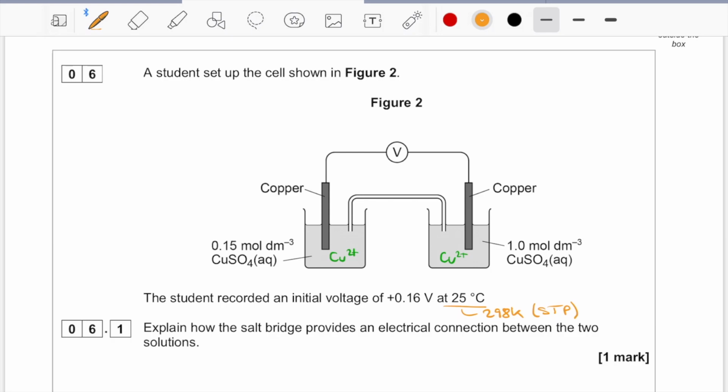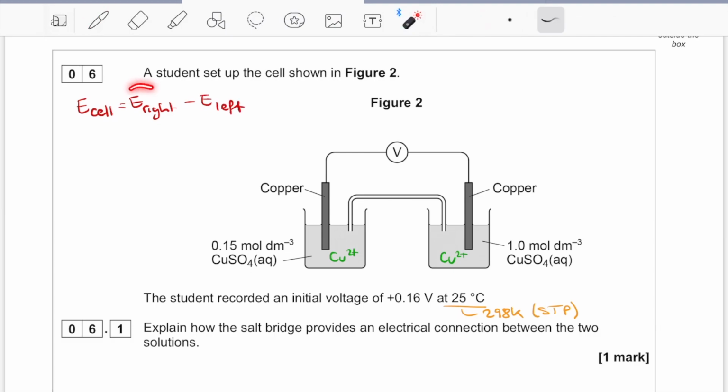Now, what else? So the fact it's positive, and the way that they've set up, we know that whenever we do a E-cell calculation, it equals E right minus E left.